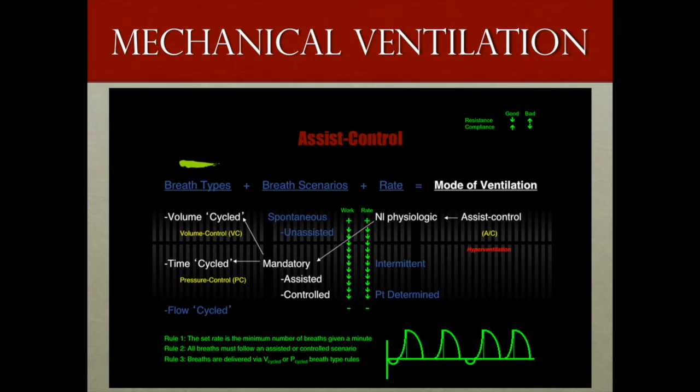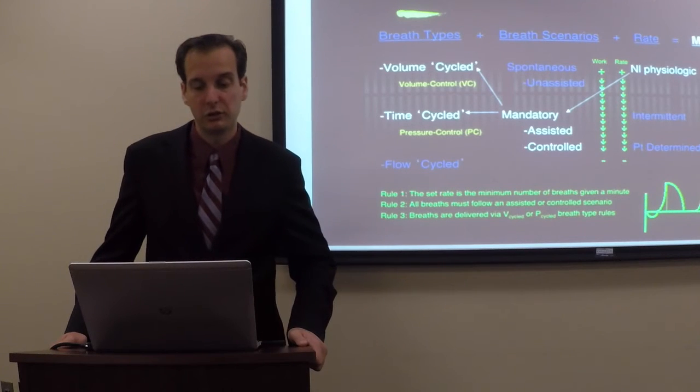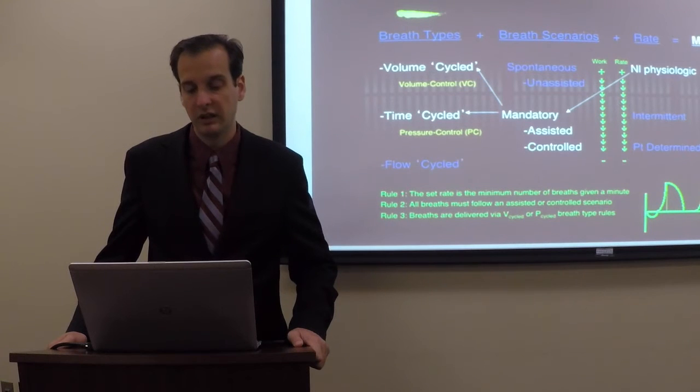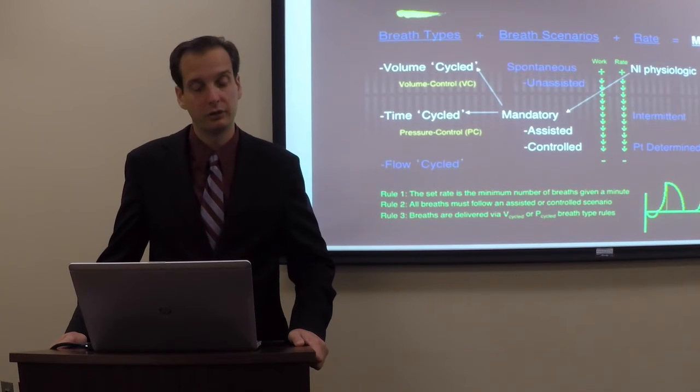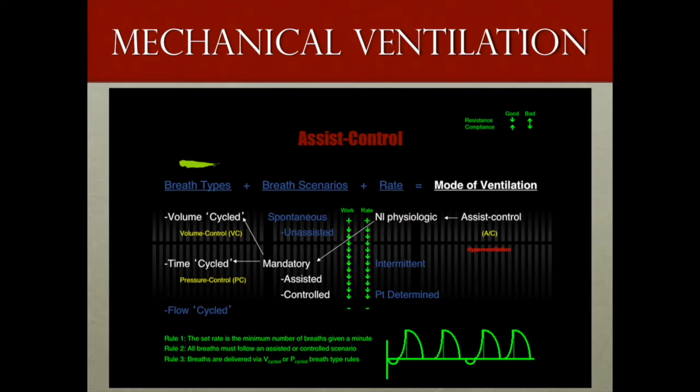The third rule is that the breath types delivered for assist control can be either volume cycle breath types or time cycle breath types. If you use a volume cycle breath type, this type of assist control is commonly called volume control. And if you use a time cycle pressure limited breath type, this type of assist control is often called pressure control. You will sometimes encounter people incorrectly using assist control to be synonymous with volume control. And you will hear them say, oh, I'll change them from assist control to pressure control, which doesn't really make sense because pressure control already is a subset of assist control.